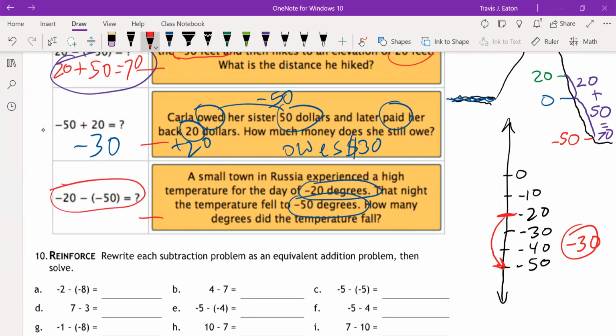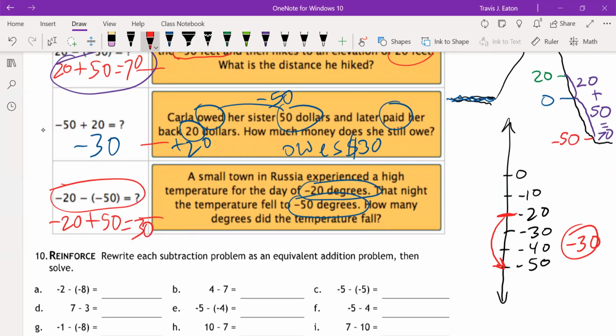Subtraction is adding the opposite. So negative 20 plus the opposite of negative 50 is 50. And negative 20 plus 50, 20 negatives, 50 positives. Well, that's going to equal 30 degrees.